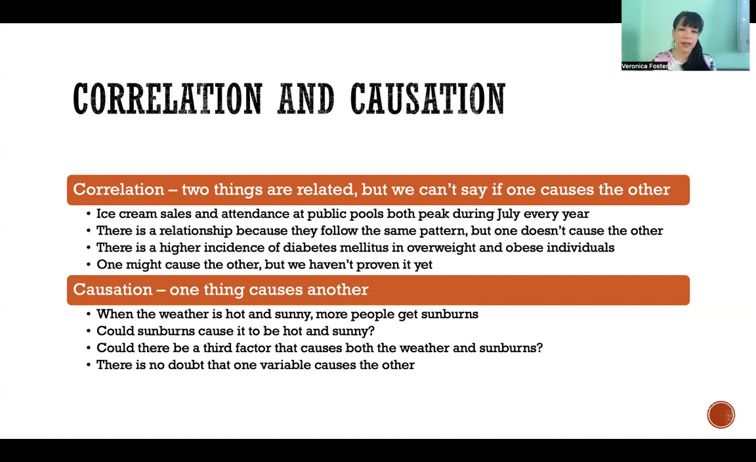So we can only declare there to be a causative relationship, or for there to be causation, when there is no doubt that one variable causes the other, or at least that we've got enough statistical proof to demonstrate that relationship. Anything shy of that, and we would call it correlation.